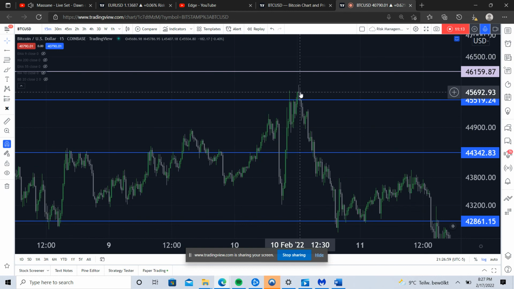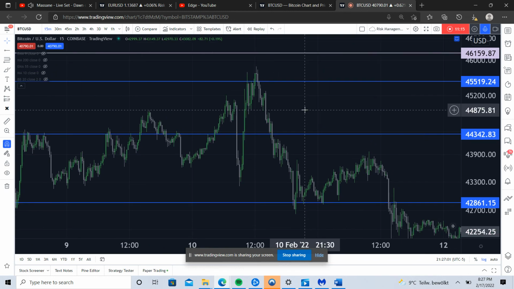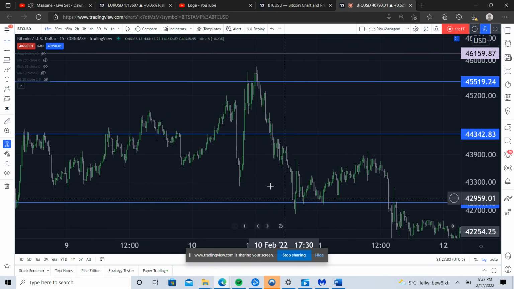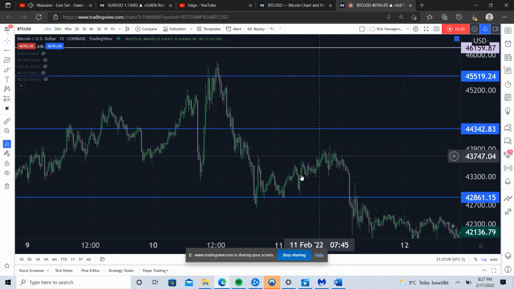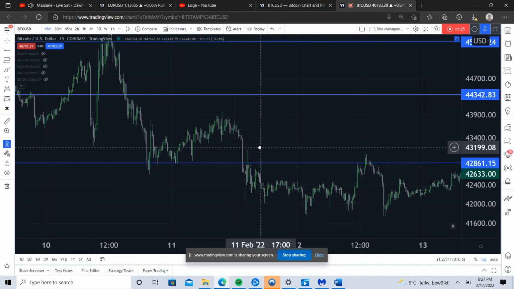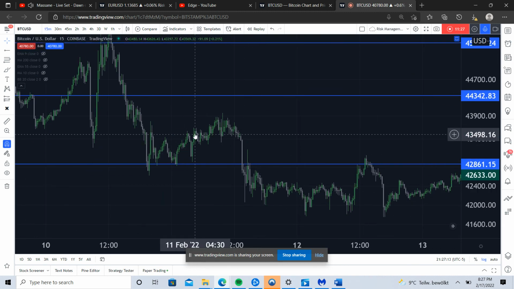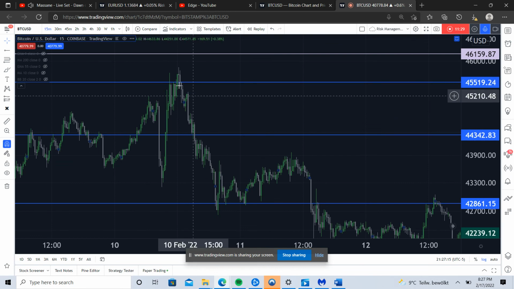So that would be a really great entry. It comes down, sets in that lower low, and gives you another layer of confirmation. And yeah, it comes up a little bit, hangs out around this level, but ultimately that was your trade right there.